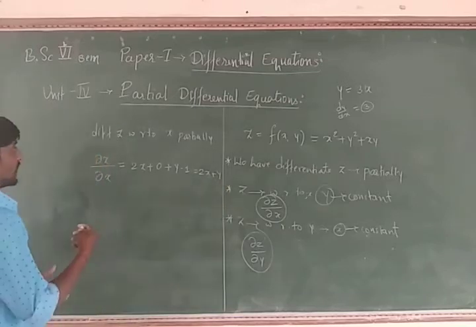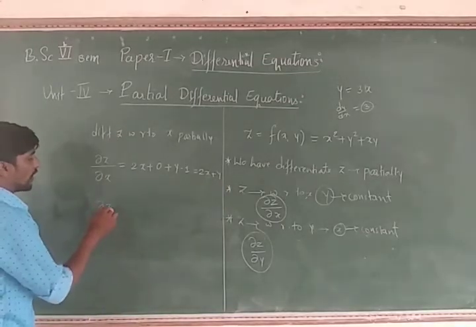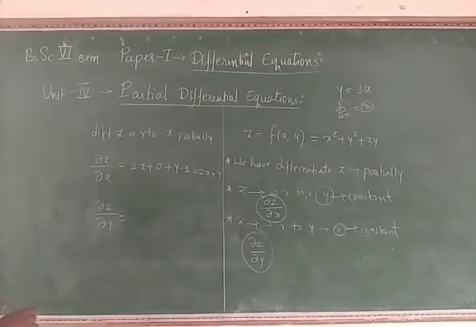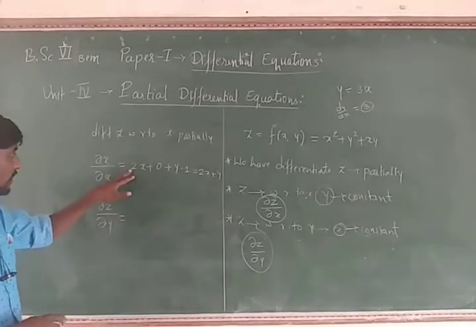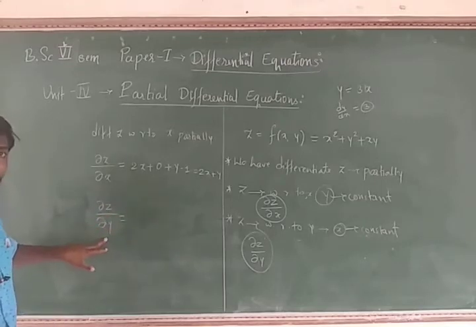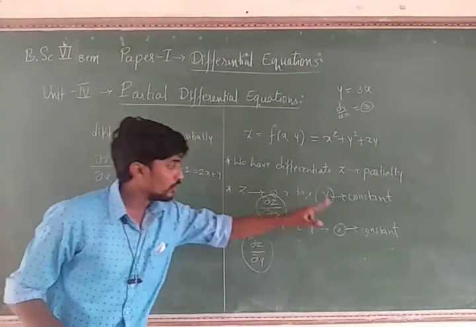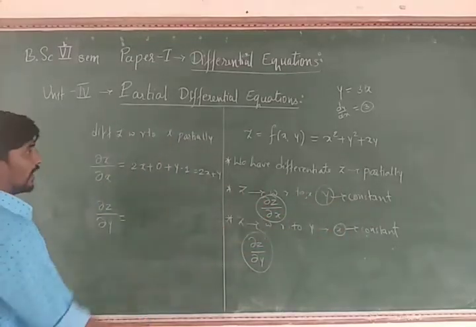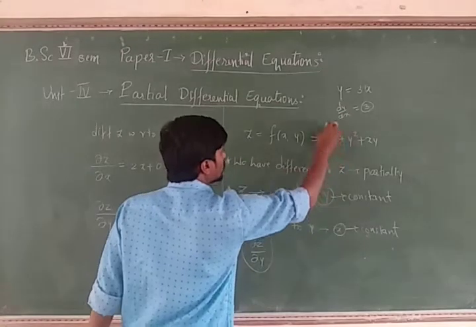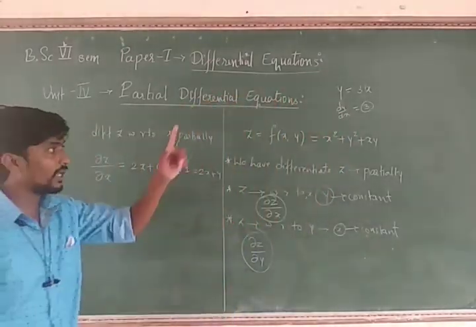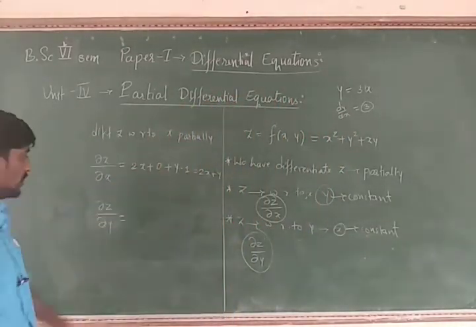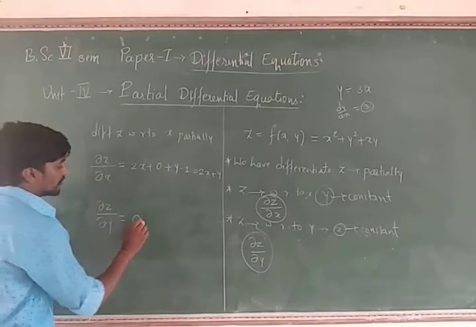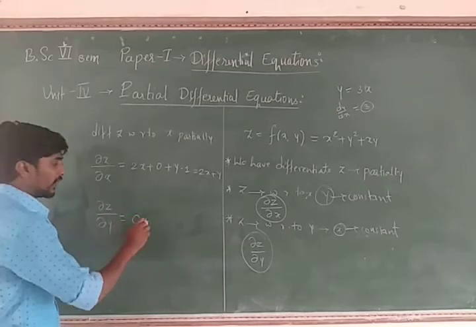Similarly, if I differentiate z with respect to y, dou z by dou y, what will happen? Here we are differentiating z with respect to y, so in this case you should take x as a constant. The differentiation of x square with respect to y, where x is a constant, is 0, because the differentiation of a constant is 0. Next, the differentiation of y square with respect to y is 2y.